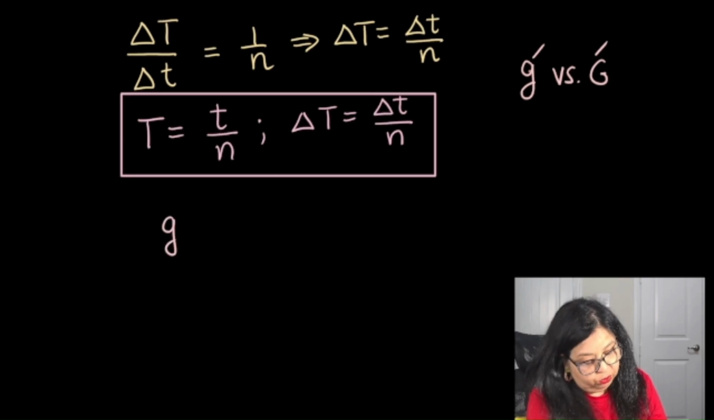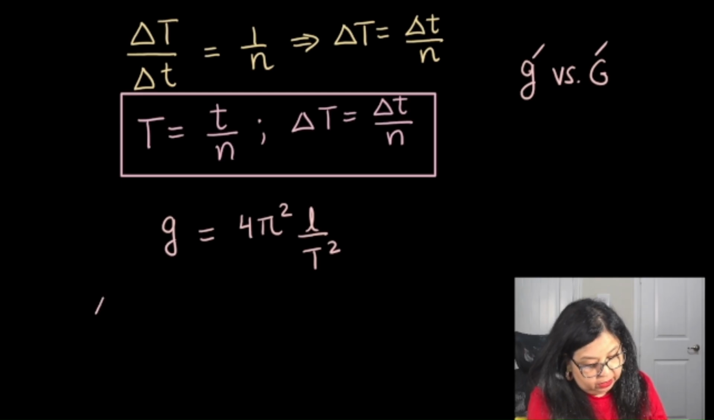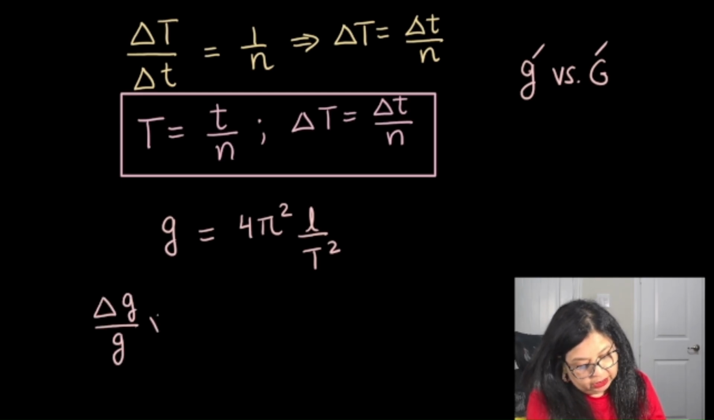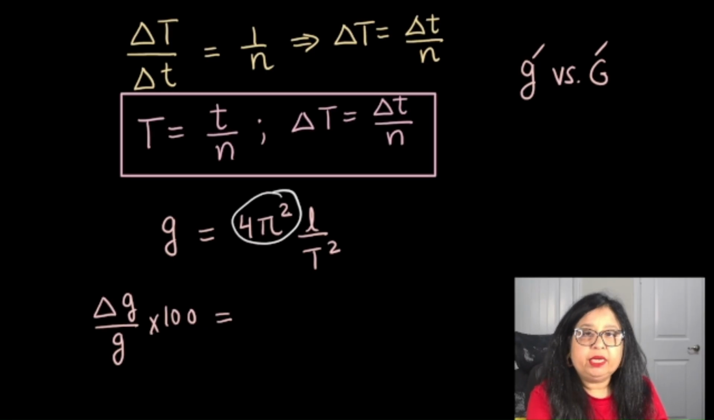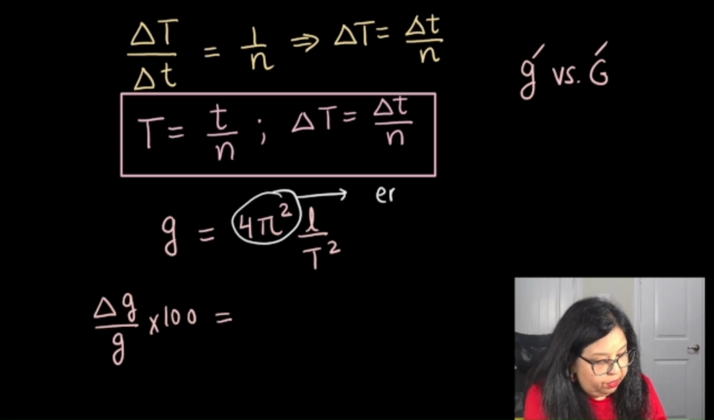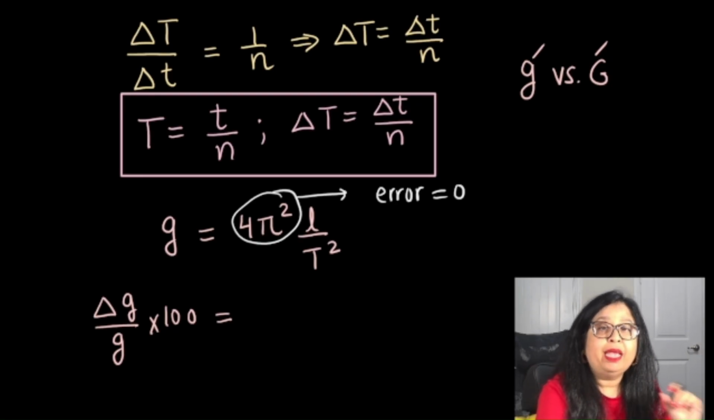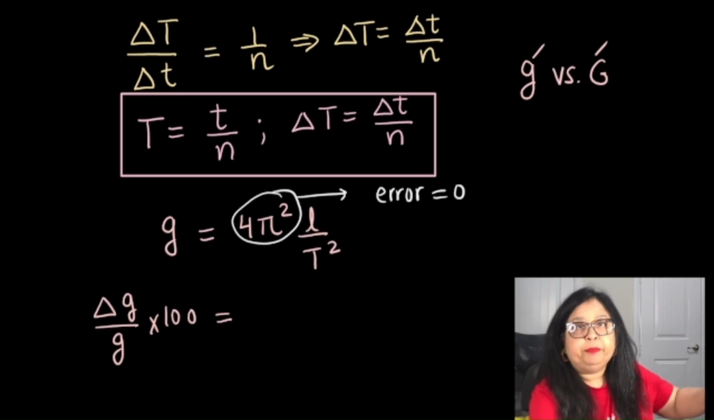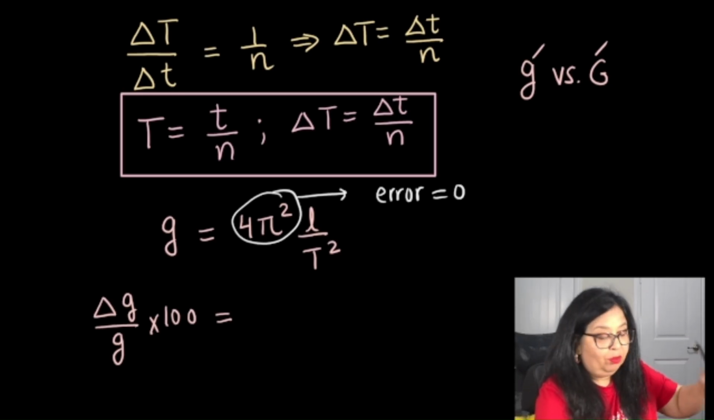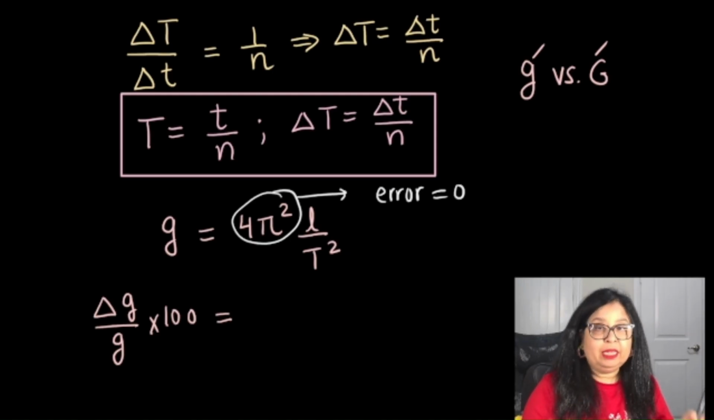Back to the problem. g equals 4 pi squared L divided by T squared. Percentage error in g, that will be equal to delta g over g times 100 equals. Now this 4 pi squared, disregard it. Why? Because what is the error in 4 pi squared? 0. There's no error in it. We know the value of 4 pi squared exactly. I mean, sure, pi is an irrational number. It keeps going forever. But for all practical purposes, the error in 4 pi squared is 0.